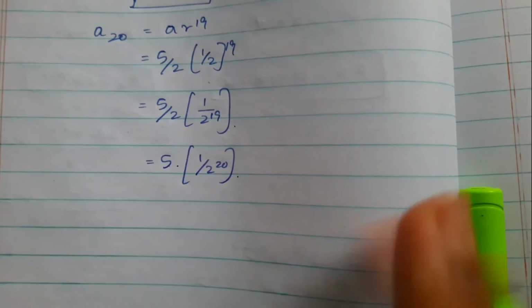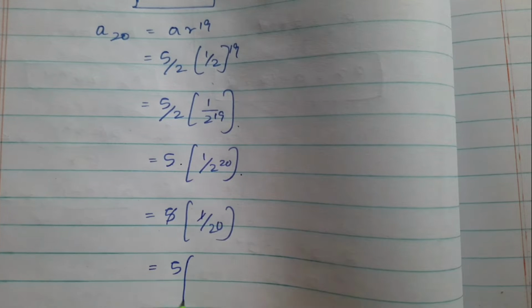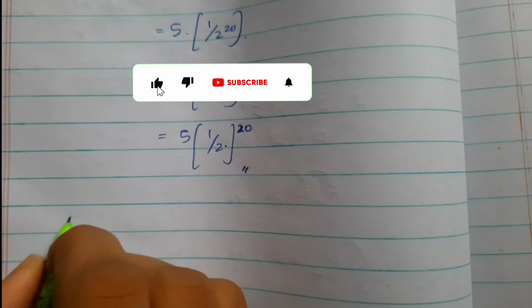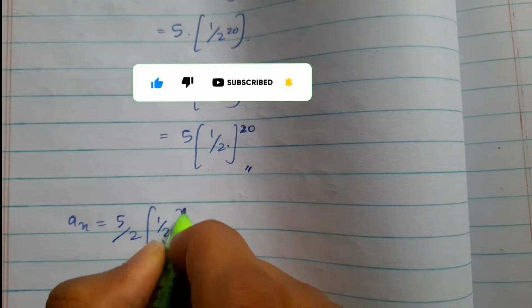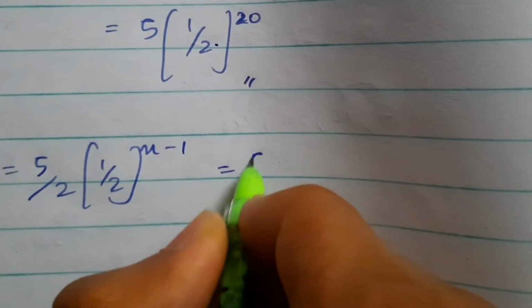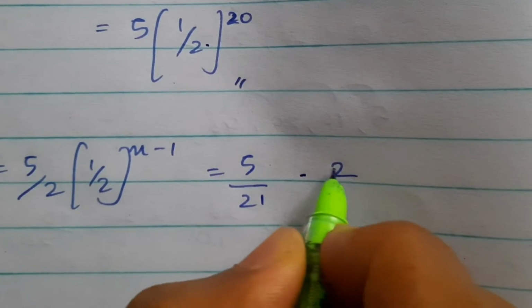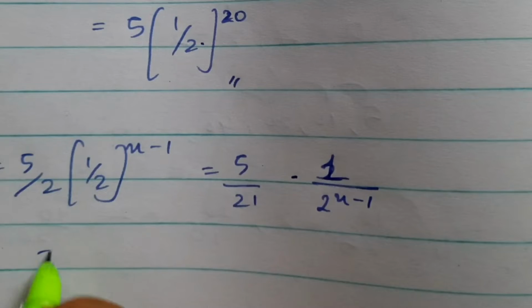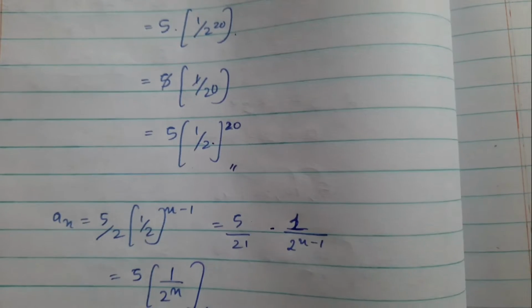So 5 divided by 2 power 20. Or you can write like this also, 5 multiplied with 1 by 2 power 20. Next, An equal to 5 by 2 into 1 by 2 power n minus 1. That is equal to 5 by 2 into 1 by 2 power n minus 1, or 5 into 1 by 2 power n.